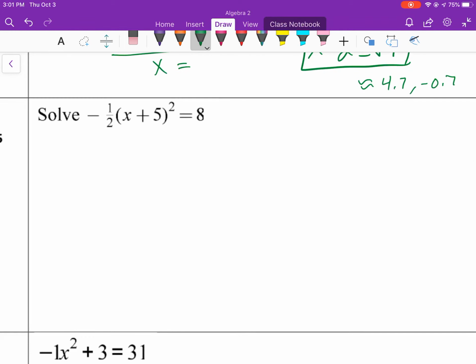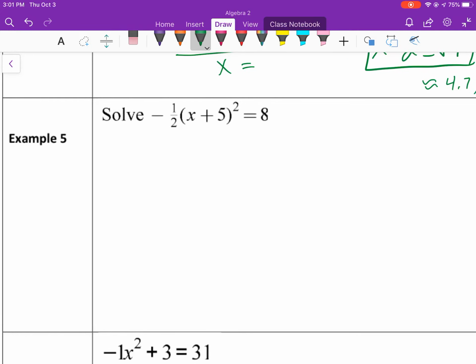All right, so when you have a fraction, when solving equations, you can multiply by the reciprocal. So that works, multiply by the reciprocal. Or you can think of it as two steps.